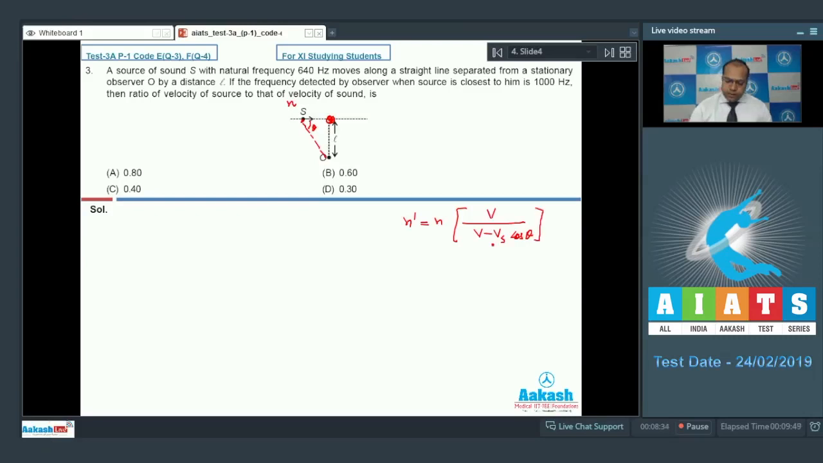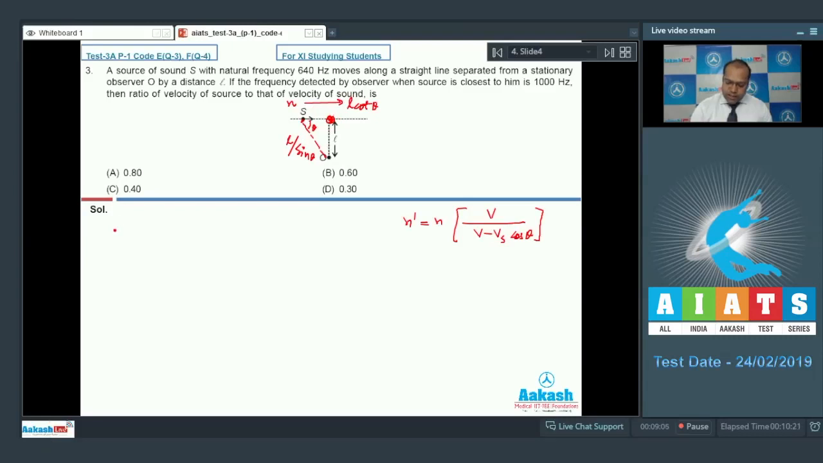Also, we know that the time taken by the pulse to reach from this position to this position can be written as, this is L, this is theta, so this separation is L by sin theta, and the distance covered by the source is L cot theta. So the time taken by the pulse to reach from the source to the observer is the same as the time taken by the source to reach from this position to this position.